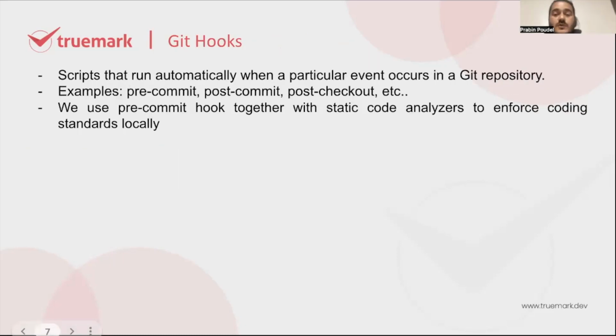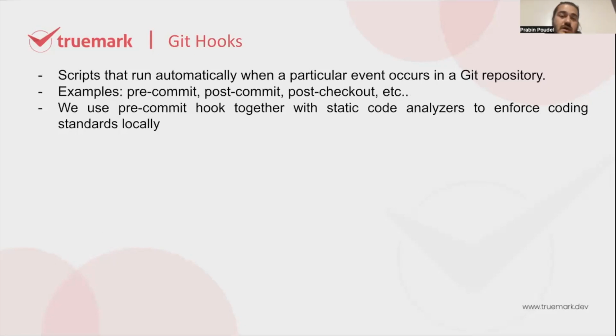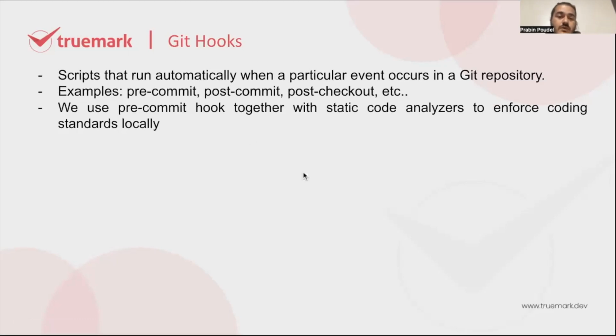So let's move on to Git hooks, which is the second tool that we can use to maintain coding standards. Git hooks are scripts that run automatically when a particular event occurs in a Git repository. Some examples of Git hooks are pre-commit hook, post-commit hook, and post-checkout hook.